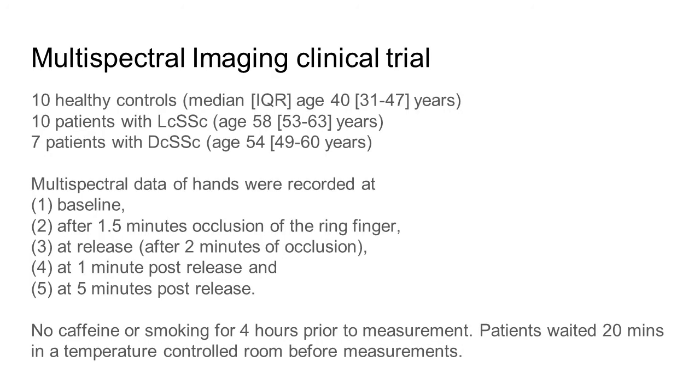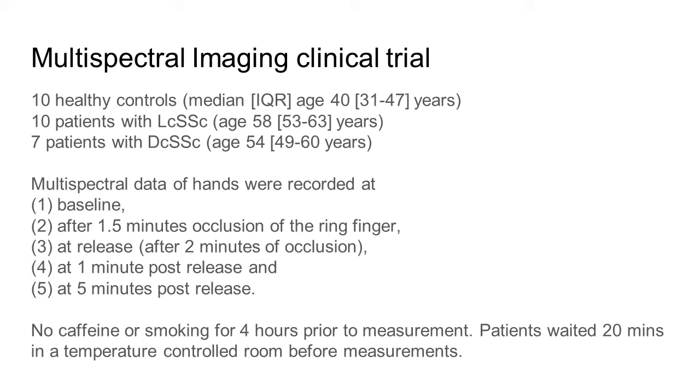So, mentioning the clinical trial, we're doing whole hand imaging. So we had 10 healthy controls, 10 patients with limited systemic sclerosis and 7 patients with diffuse systemic sclerosis. And what we did, they came in, with no caffeine, or there were other exclusion criteria prior to their visit, and then they were kept in a temperature controlled room for 20 minutes.